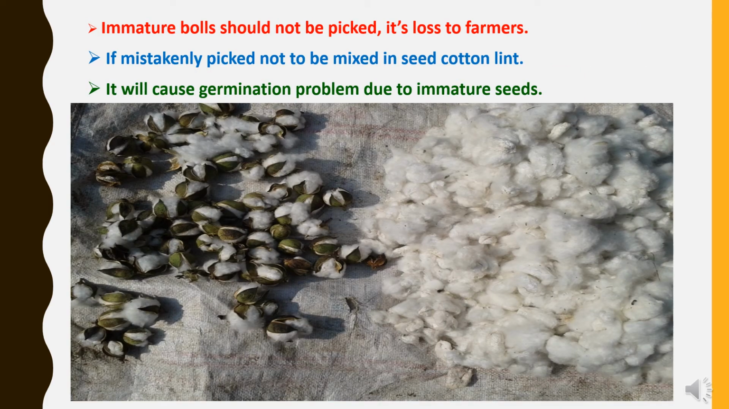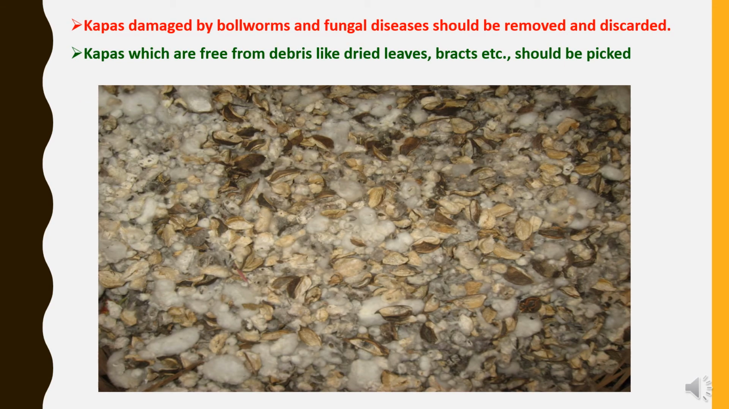After bursting, immature balls should not be picked, as it is a loss to the farmers. If mistakenly picked, they should not be mixed in the seed cotton lint. It will cause germination problems due to immature seeds, and while testing there will be subsequent germination, which will lead to the rejection of the lot. Kapas damaged by bollworms and fungal diseases should be removed and discarded. Kapas that is free from debris like dried leaves and bracts should be picked and cleaned.